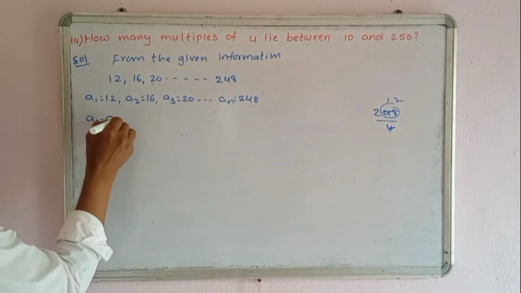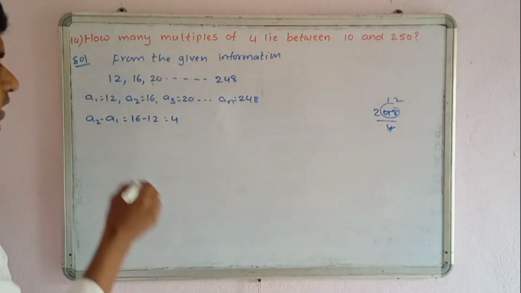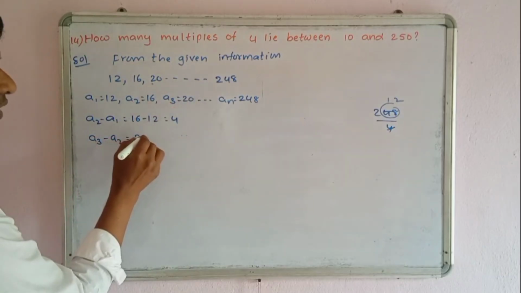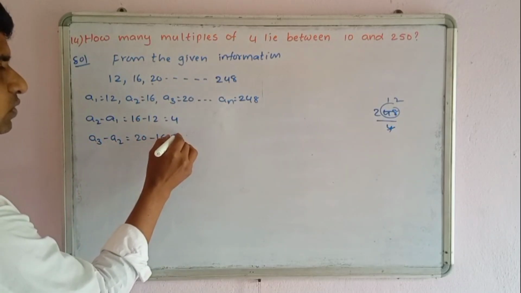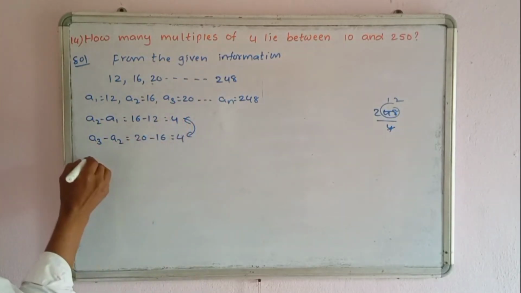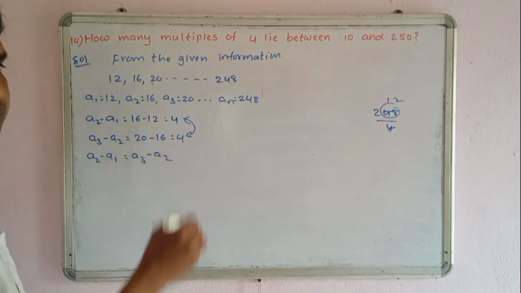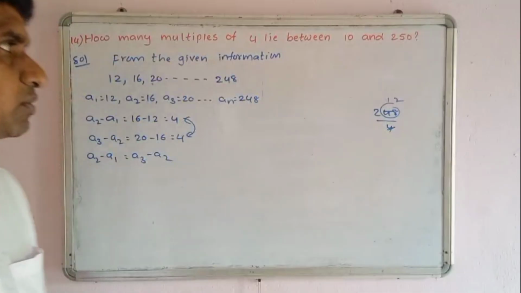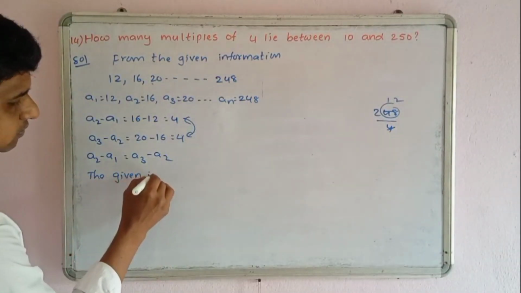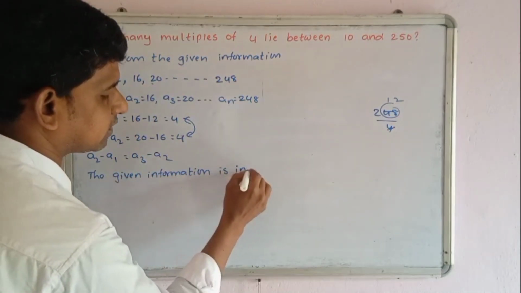So A2 minus A1 equals 16 minus 12. That is 4. Next, check A3 minus A2. A3 value is 20, A2 value is 16. So 20 minus 16 is also 4. See, the difference between these two terms is the same. So A2 minus A1 equals A3 minus A2. The values are the same వచ్చింది కాబట్టి, the given information is in AP.